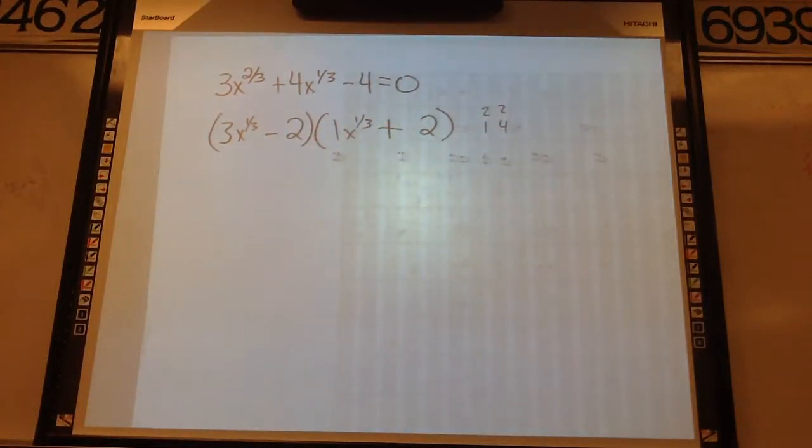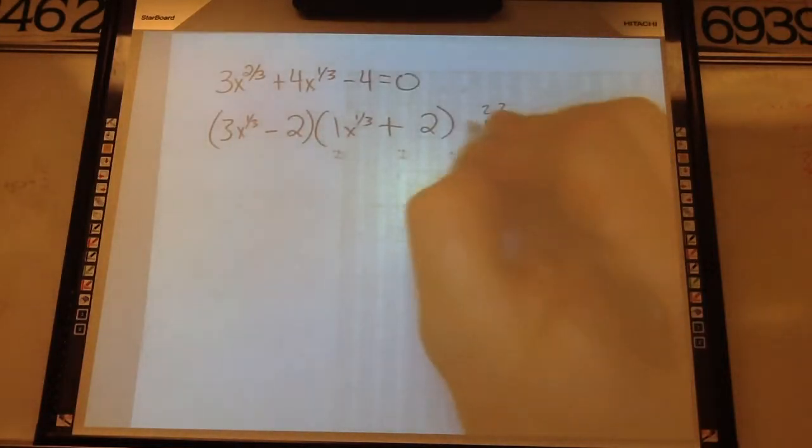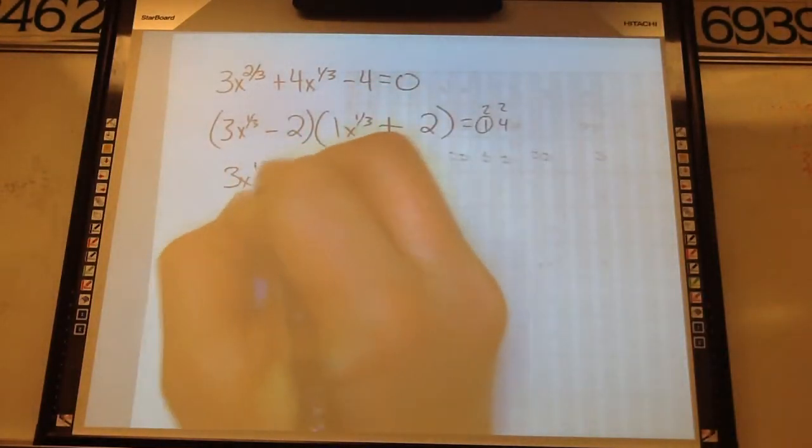We factored it. Oh, I forgot to do something. Now you set each factor equal to 0.